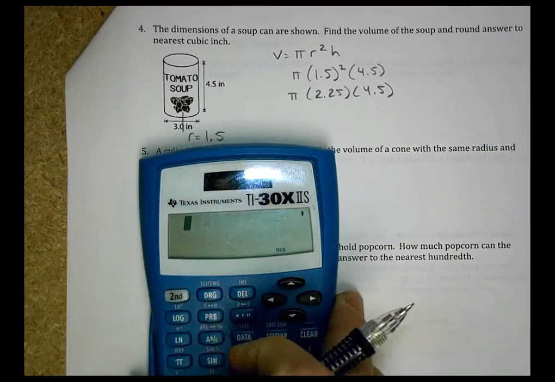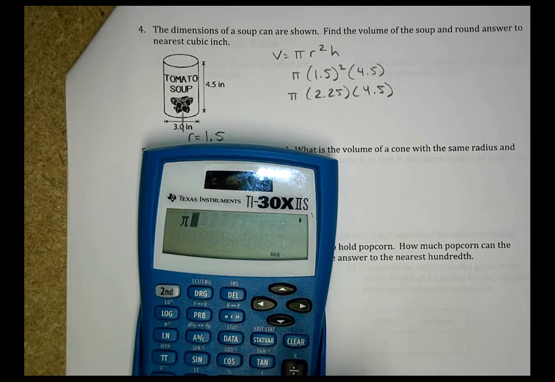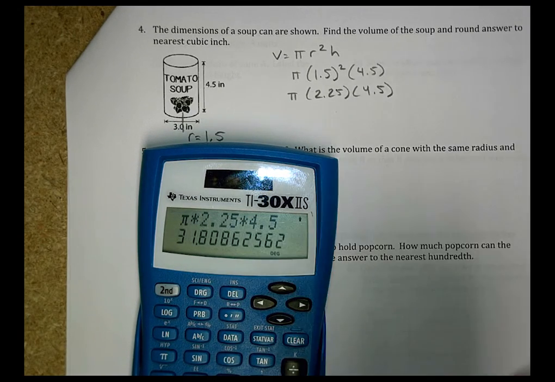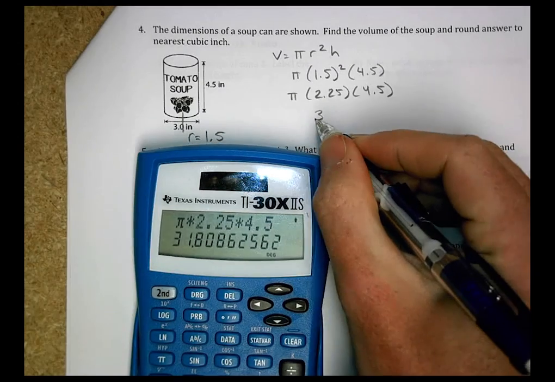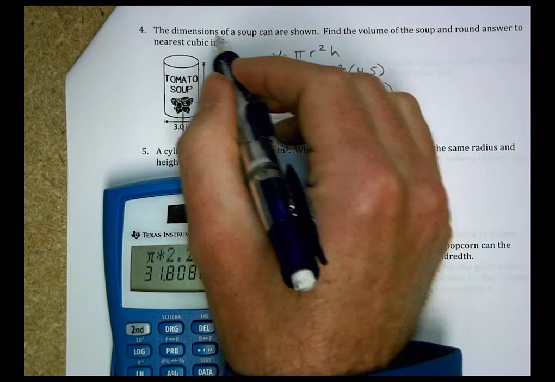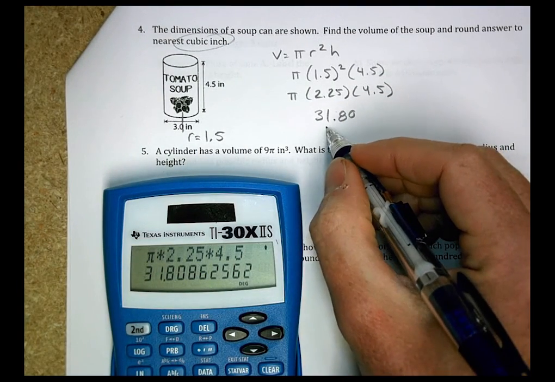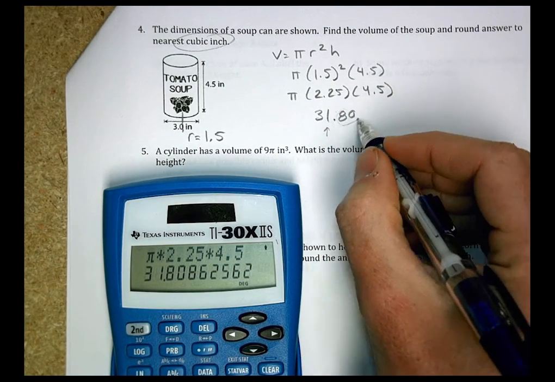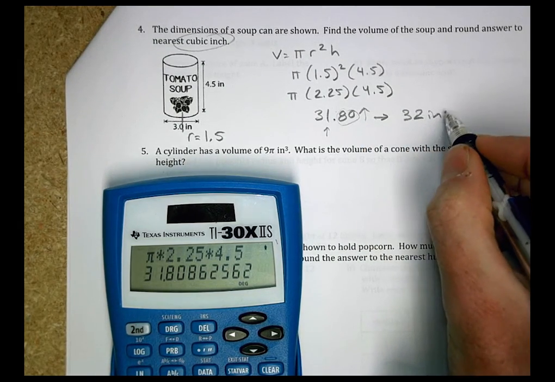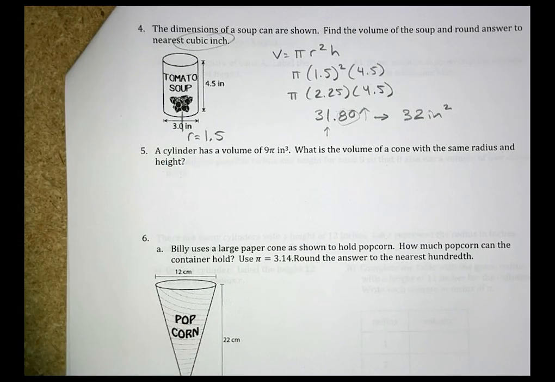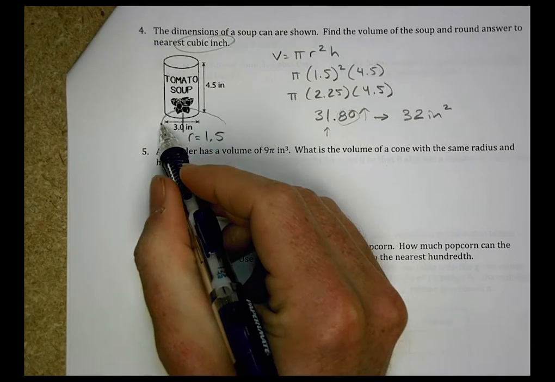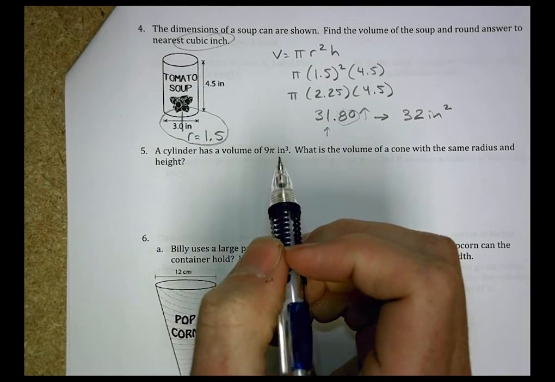So when I use the calculator, I would do pi times 2.25 times 4.5, and I end up with 31.80 and so on. Now I'm going to do it to the nearest cubic inch, so I look at the tenths place. This is greater than 5, so I'm going to round everything up. So that becomes 32 inches cubed is what I have for that volume. The key thing here was recognizing that they gave you a diameter, not the radius, so be very careful about that.